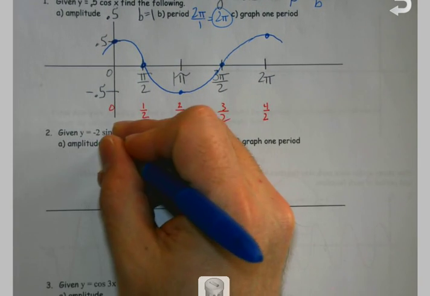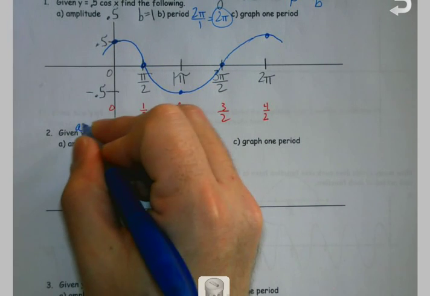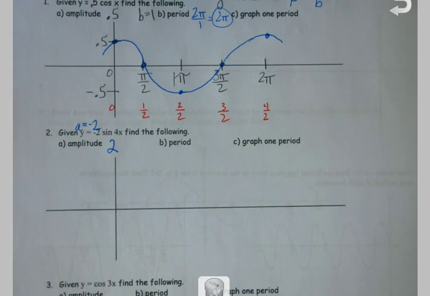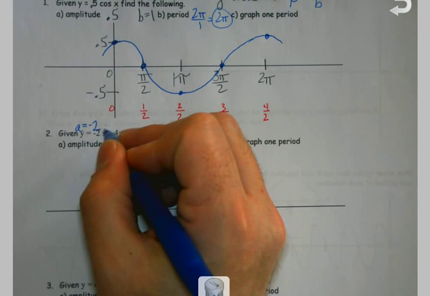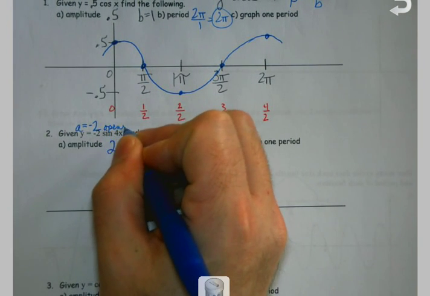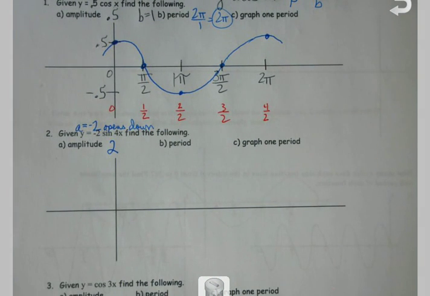Okay, my amplitude is 2. Now, my A value would be negative 2. And that A value of negative 2 means instead of a normal sine graph that goes from 0 and then goes up, this one is going to open down because of the negative. But it doesn't change my amplitude at all.